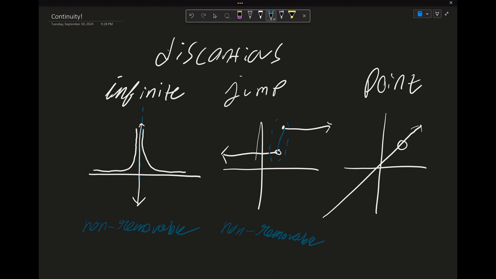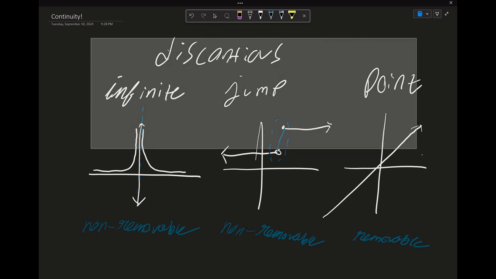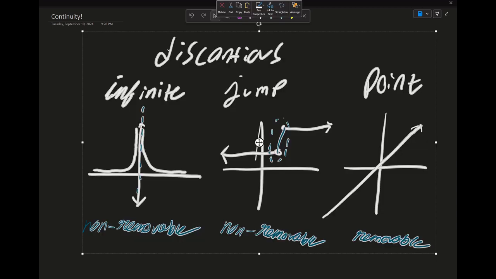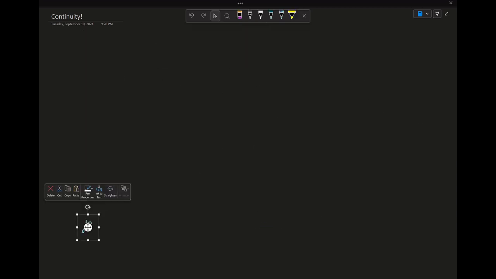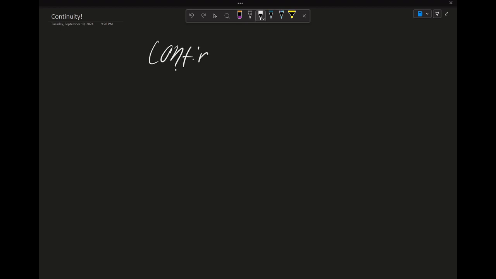And then this last one here, just a singular point. Taking this point out makes it into a continuous function. So this is called a removable discontinuity. And so those are the three main types of discontinuities. Alright, and now let's get into things being continuous.